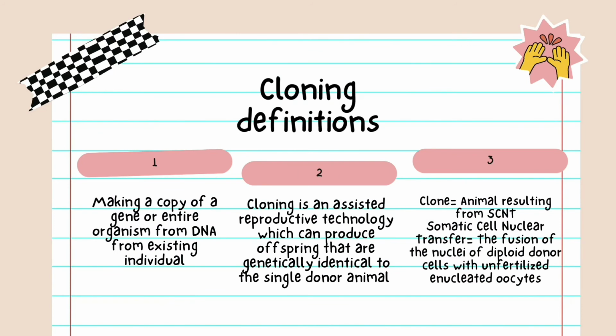Cloning is defined as making a copy of a gene or entire organism from the DNA of an existing individual. Cloning is an assisted reproductive technology which can produce offspring that are genetically identical to the single donor animal. A clone is an animal resulting from SCNT, which is somatic cell nuclear transfer. It is the fusion of the nuclei of diploid donor cells with unfertilized enucleated oocytes.